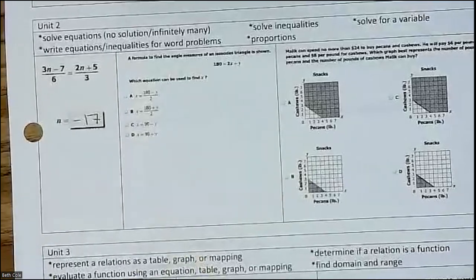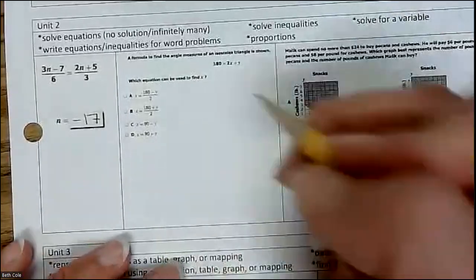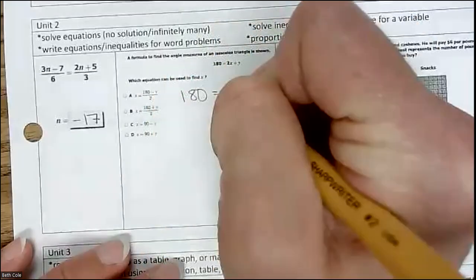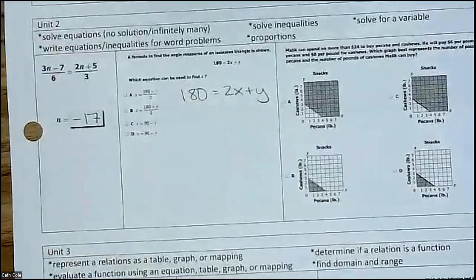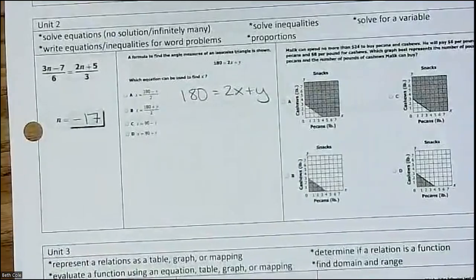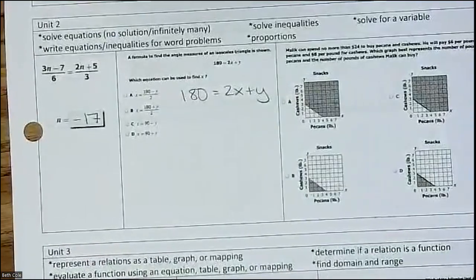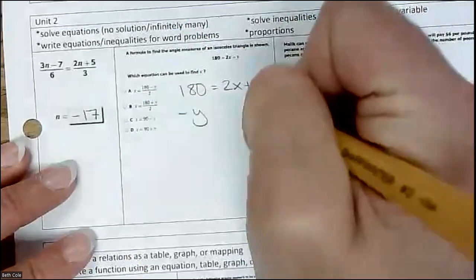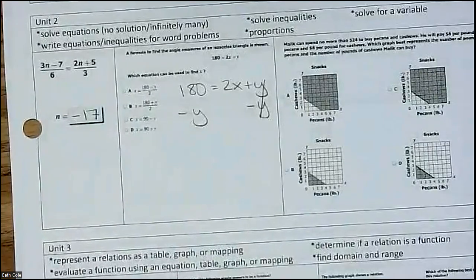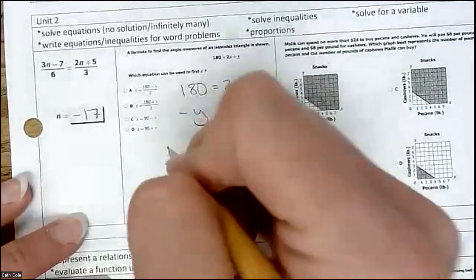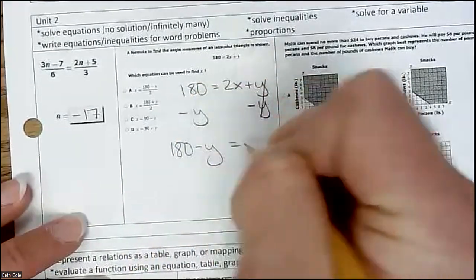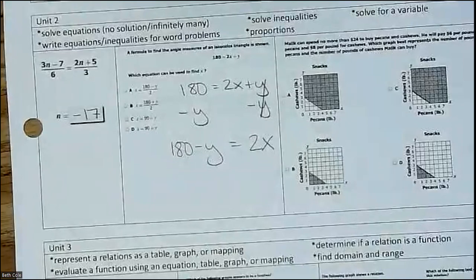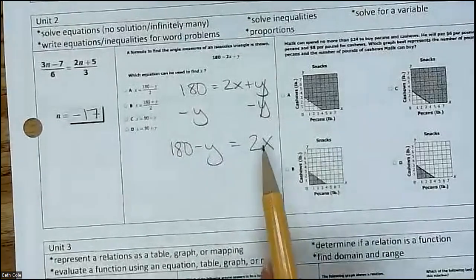All right, this one we're going to have to actually work out. This is a formula, and you know what? Let me write it a little bit bigger for us. It's 180 equals 2x plus y. It says that we want to get x by itself. So the first thing I'm going to do is get rid of the y. We're going to subtract the y over. It's exactly like -7 or -3. It's just minus y. So that's going to give you 180 minus y equals 2x. I still want x alone. How would you get rid of the 2?